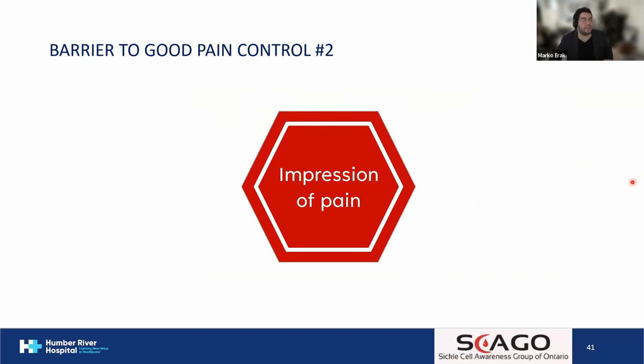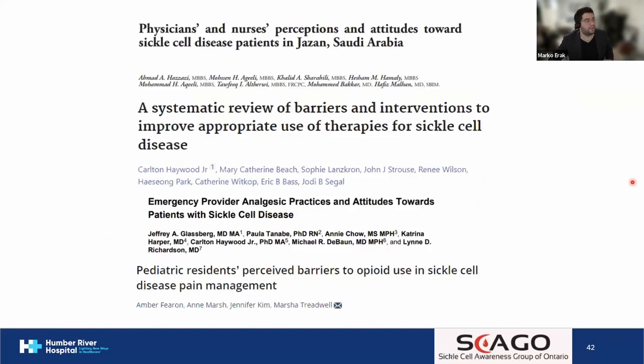The impression of pain or the socioeconomic issues of pain come down to how people perceive, or how healthcare providers perceive pain. There have been a lot of studies looking at how individuals perceive pain, especially in sickle cell patients. Out of Saudi Arabia, this is a survey that looked at it, and the attitudes tend to be more negative, especially in the adult population more than the pediatric population, of patients presenting recurrently for sickle cell related pain. There's thought that the individuals are drug seeking.